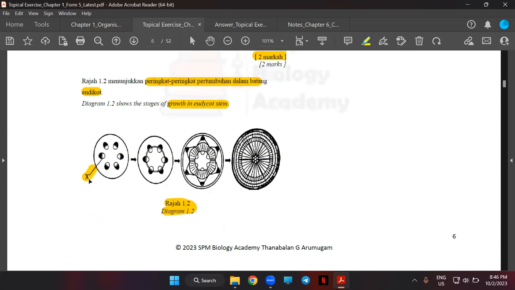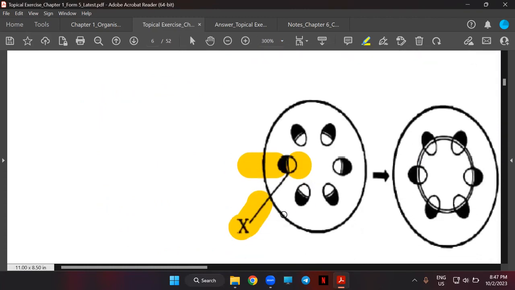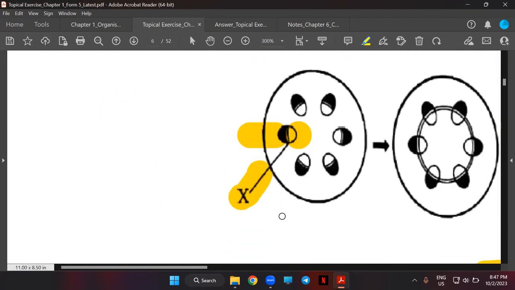Okay, so what is tissue X? Kalau kamu tengok, tissue X duduk di antara, is between the primary xylem and the primary phloem. So X kita panggil sebagai vascular cambium. Let me make this picture larger. X ialah vascular cambium, cambium vascular dalam BM. Ini baru ring. Baru kita panggil cambium ring.